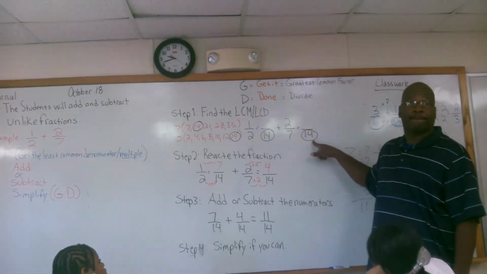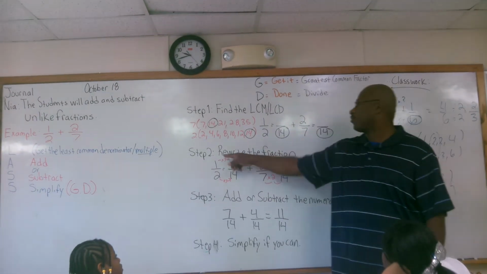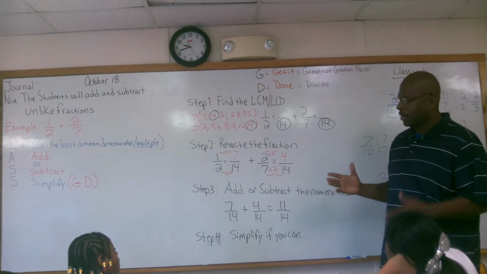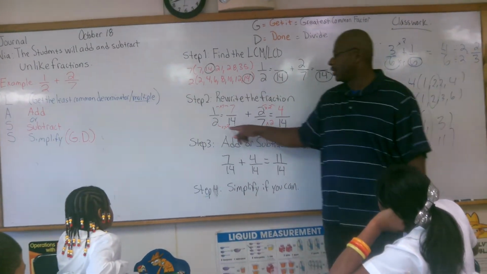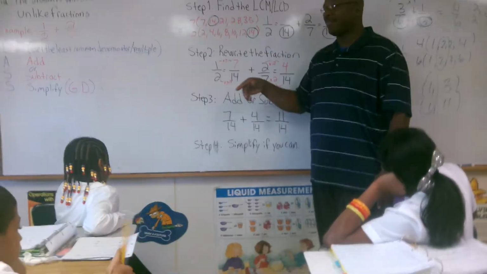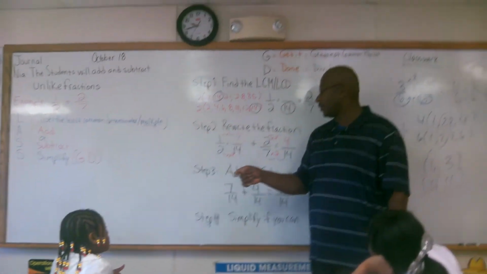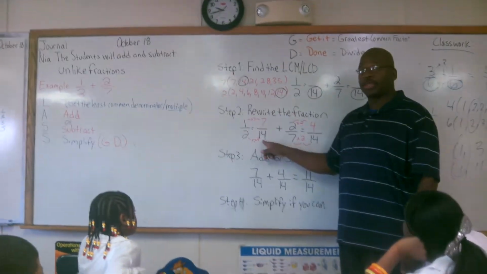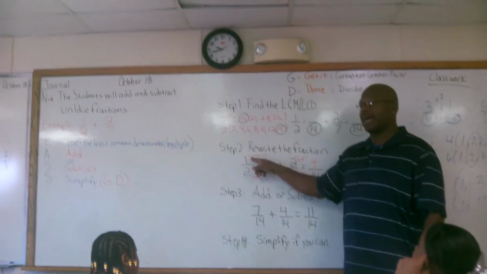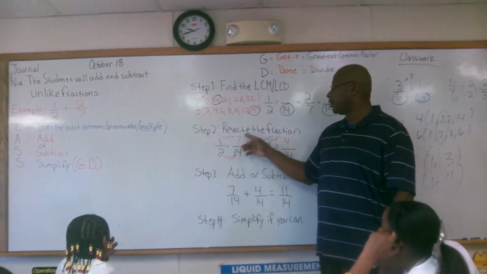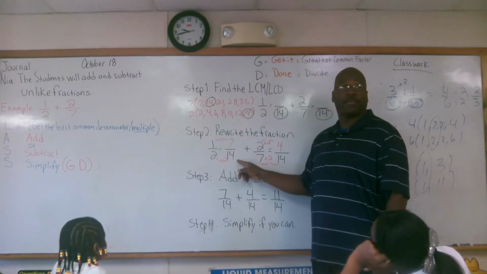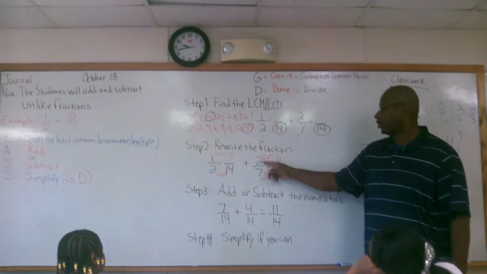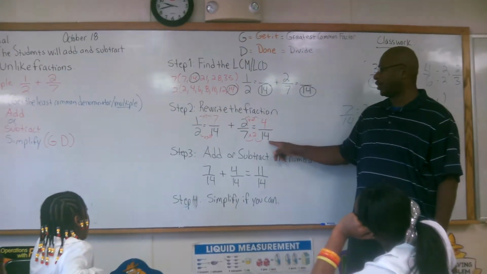You see that? Yeah. Second step, rewrite the fraction. Well, how am I going to rewrite this fraction? I know it's going to change the 14 here, it's going to change the 14 here. This is what we learn when we write an equivalent fraction. 2 times 7 equals 14, so whatever I do at the bottom, I have to do at the top. 1 times 7 equals 7. I rewrote 1/2 as 7 over 14.